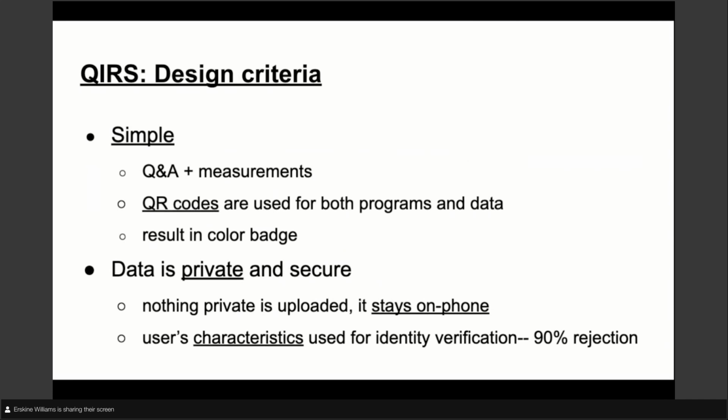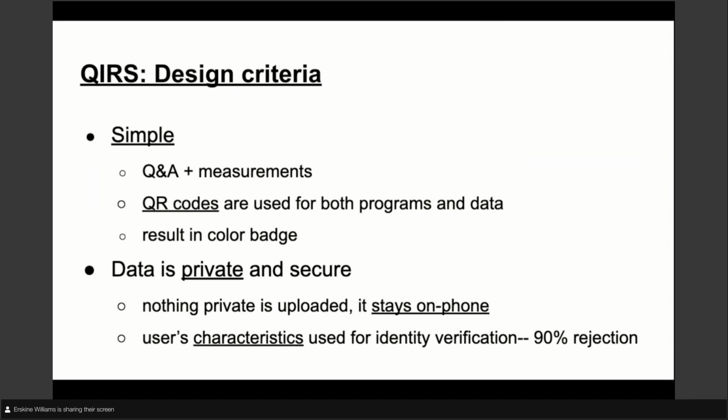Next slide. The design criteria we used is keep it simple. We're using questions and answers and measurements. We're using QR codes that point to both programs and data, and we result in a color badge that is easily used to show your illness risk. All data is to be private and secure. We're not loading any private data up to the cloud. It all stays on your phone. And finally, for the user's characteristics necessary for identity verification, we're choosing to make 90% rejection rather than 90% acceptance and identification. Next slide.